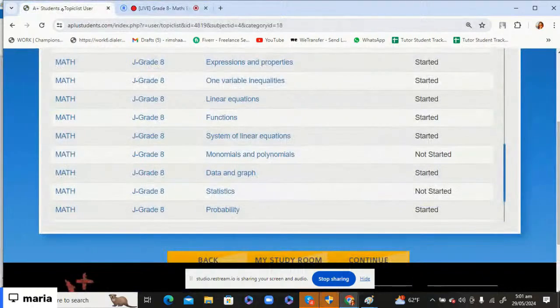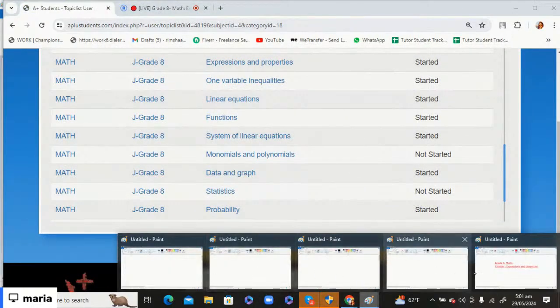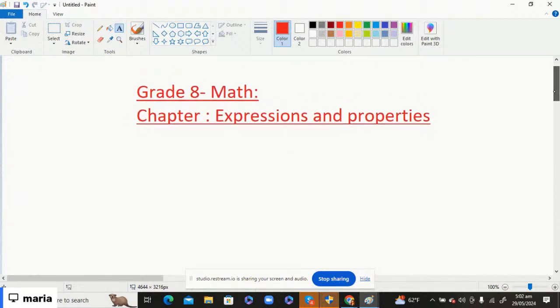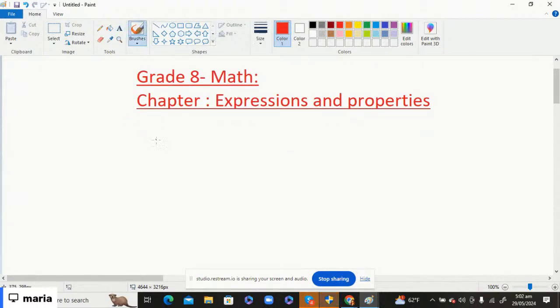So, today we are here to discuss grade 8 maths. The chapter name is Expressions and the Properties. You can find all the lessons on aplusstudent.com, and you have to log in using the email and the password that is provided by the administrator.